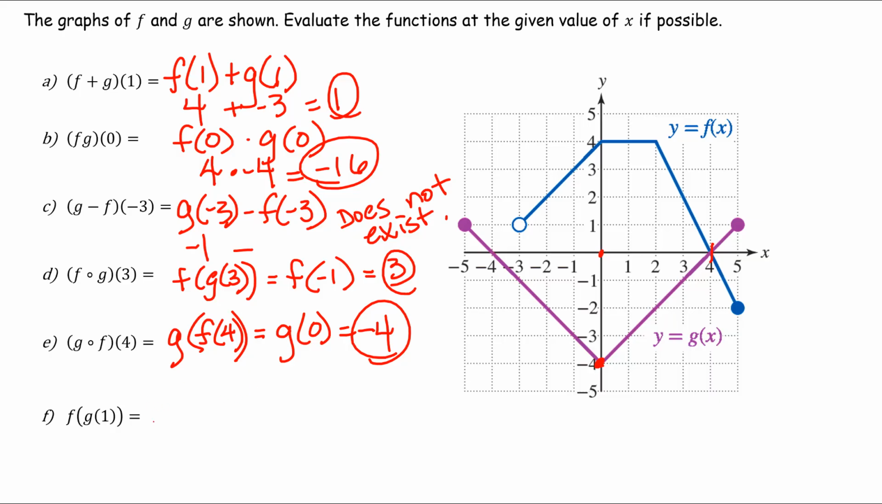Now f of g of 1, we look at g of 1. So we're going to go to 1 on our x-axis and look at the g function there and find out what its value is. The g function, when x is 1, has a value of -3. So we're putting -3 into the f function. So we look at when x is -3, what is the f function? We already said -3 is not in the domain of f, so we would say undefined. You can't put -3 into that function.